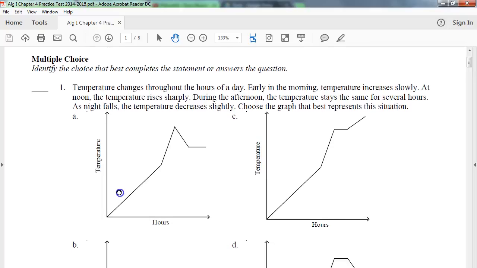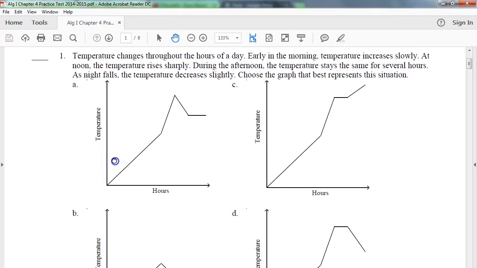Number 1 says, temperature changes throughout the hours of a day. Early in the morning, temperature increases slowly. At noon, the temperature rises sharply. During the afternoon, the temperature stays the same for several hours. As night falls, the temperature decreases slightly. Choose the graph that best represents this situation.